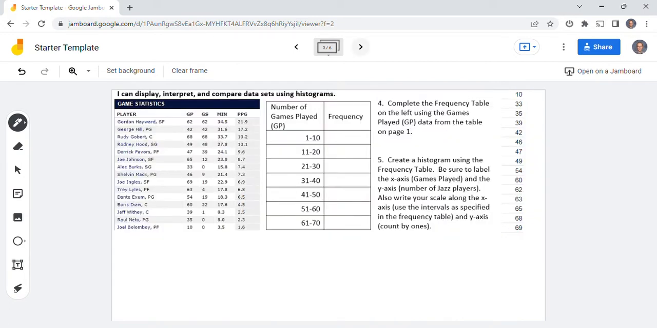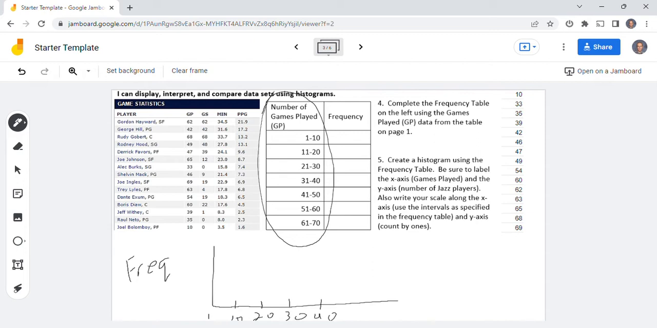Next question asks us to do a histogram, and our bins are already established for us right here. So we're going to draw our x and our y-axis. The y-axis is always labeled frequency, and our x-axis will be labeled according to those bins. So we're going by 10s, 1 to 10, 11 to 20, 21 to 30. So I'm going to start with 1 here, and then go 10, 20, 30, 40, 50, and we have to go all the way up to 70, so 60 and 70, and try to space those out nicely.